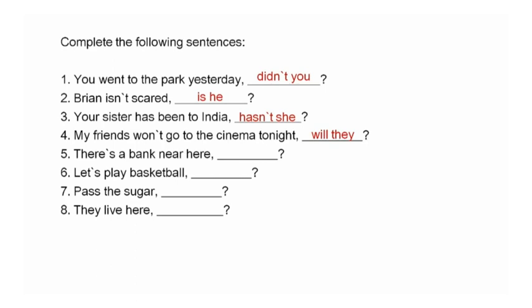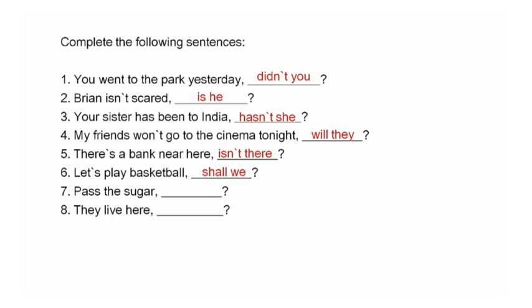Number 5, there is a bank near here. What might the correct question tag be here? The correct answer is isn't there. Number 6, let's play basketball. What do you think the question tag in this sentence should be? The answer is shall we.